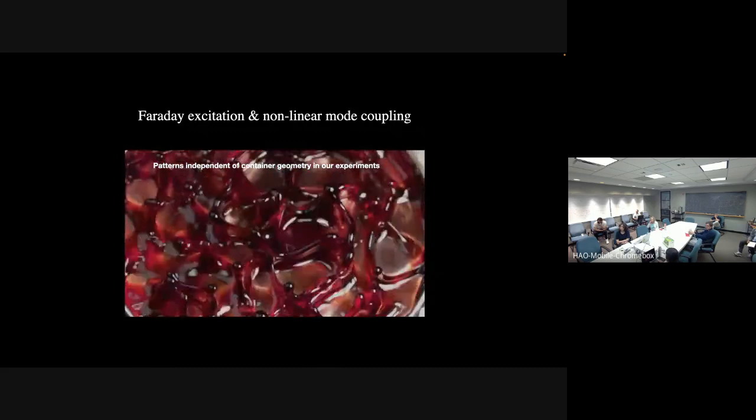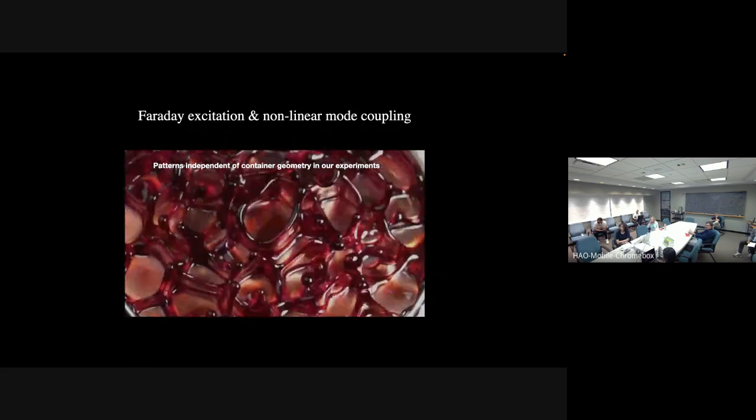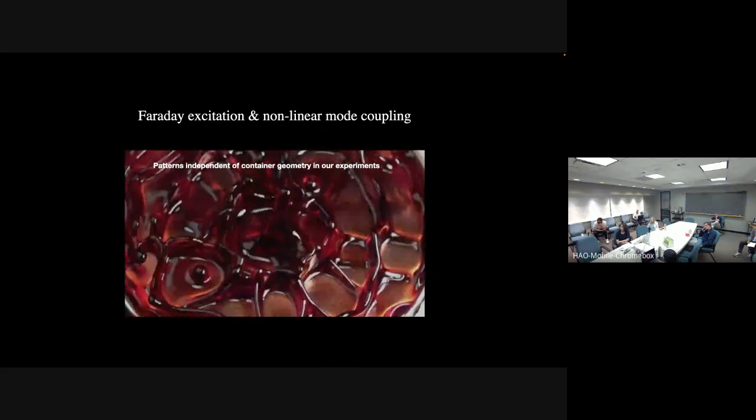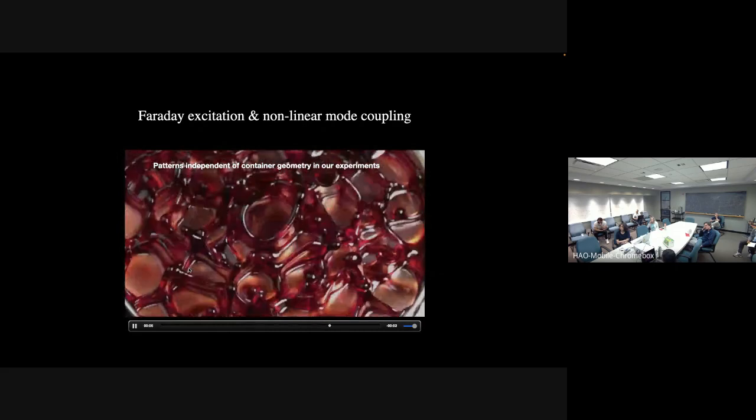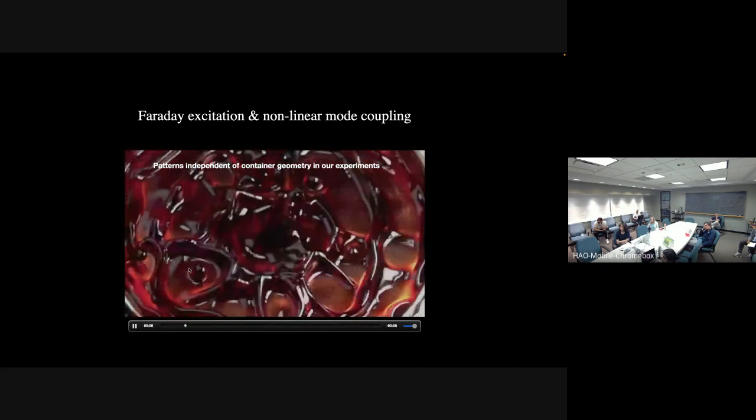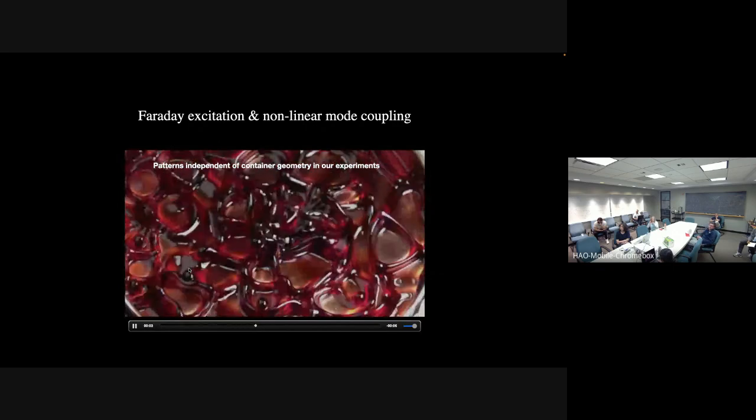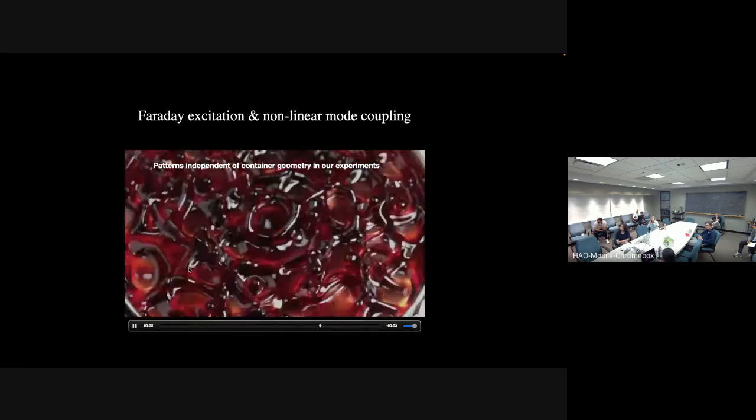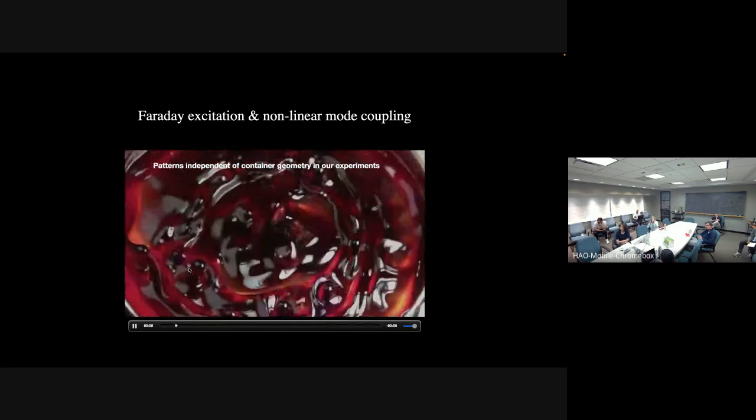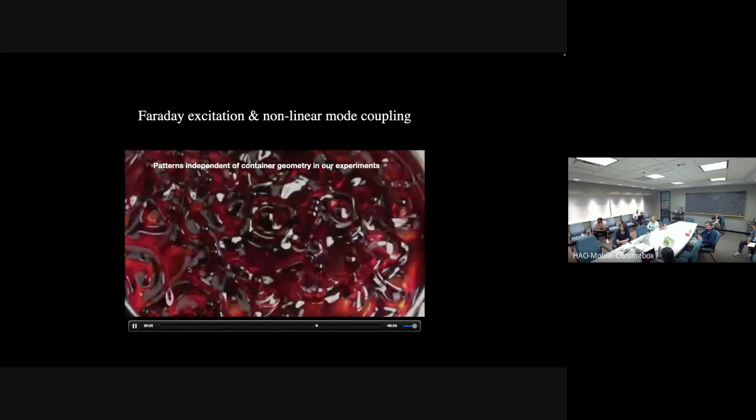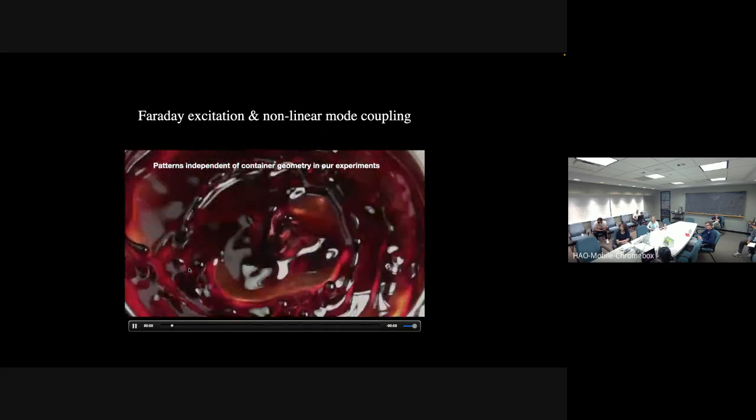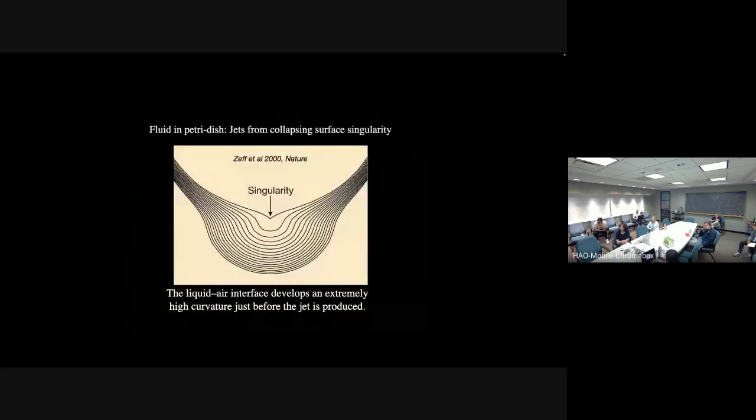Now, if you increase the amplitude even further, then instead of the cells, you will see that the cell boundaries collide with each other and give rise to these kinds of jetting patterns. So this was actually one of our experiments in the laboratory. And after some time, these patterns become independent of the container geometry. So it doesn't matter what the shape of your container is, you will still get these modes.